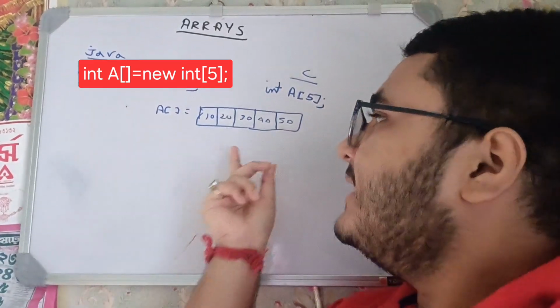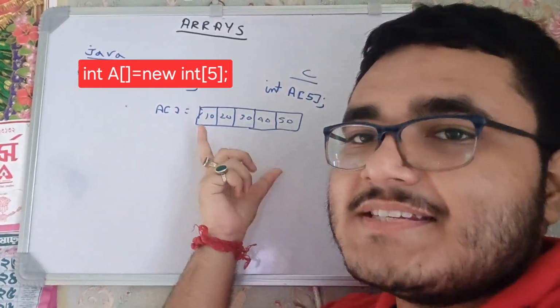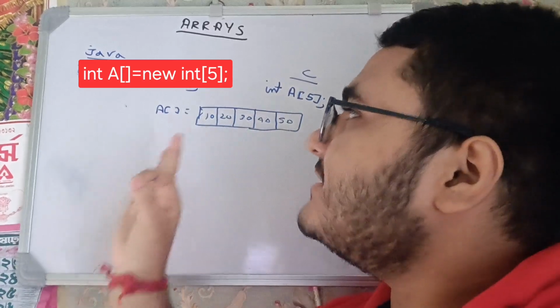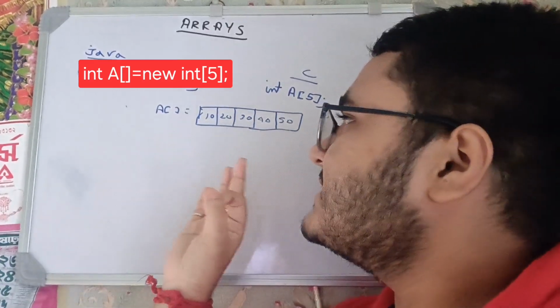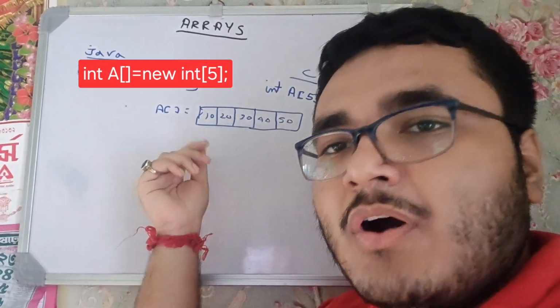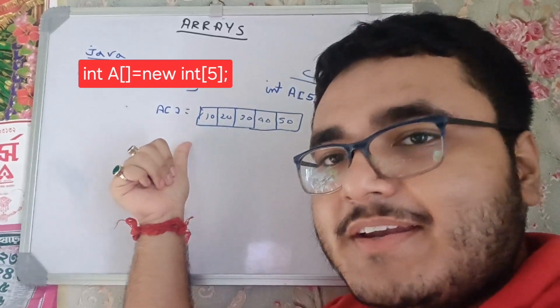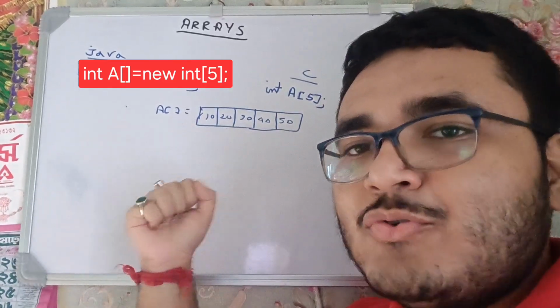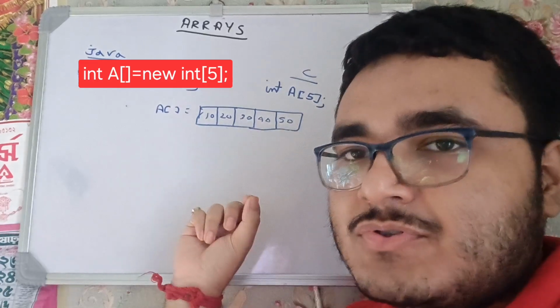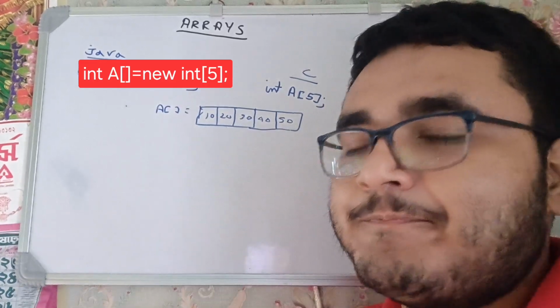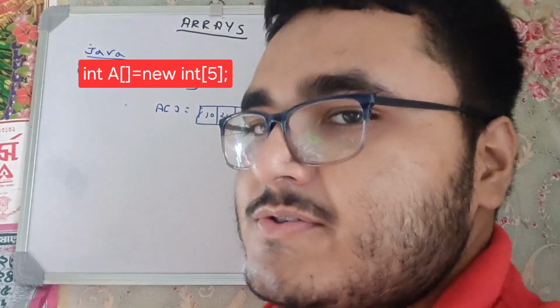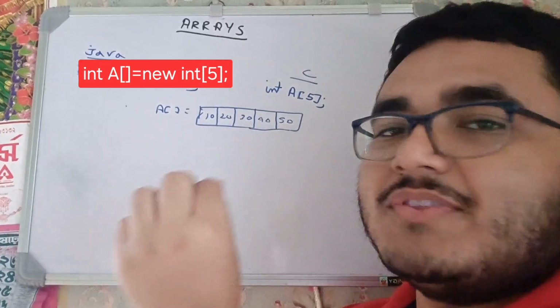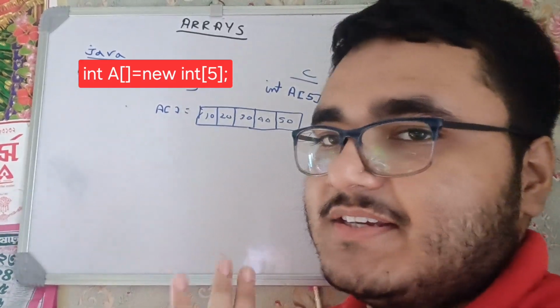Right. Now, how to access these elements? First, there are two things. One is how to enter the values in an array, how to store the values in an array. Second is how to access these values, whatever I have stored in an array. Okay, so there is a concept called indexing.